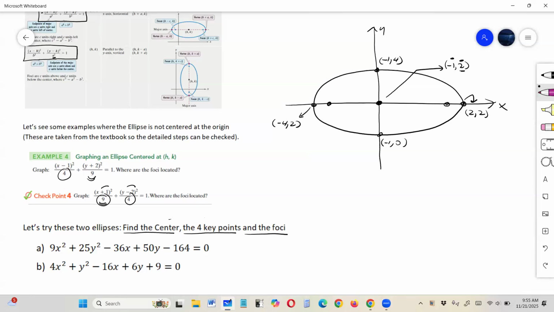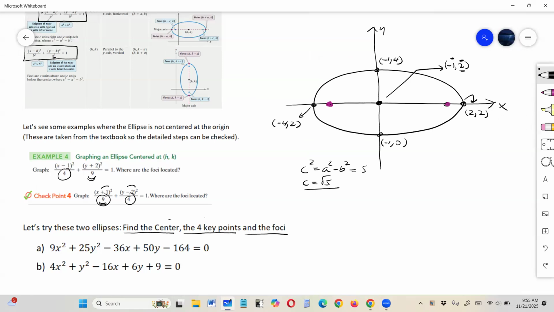The only thing left for me to do is find the location of the foci, which I need c squared equals a squared minus b squared. Again, that is 9 minus 4, 5, and c is radical 5. Again, right? Your book is not very interesting in doing those things. It kind of uses the same level of difficulty as before. In this case, it's almost identical. But that's fine, we're just practicing on the standard form.